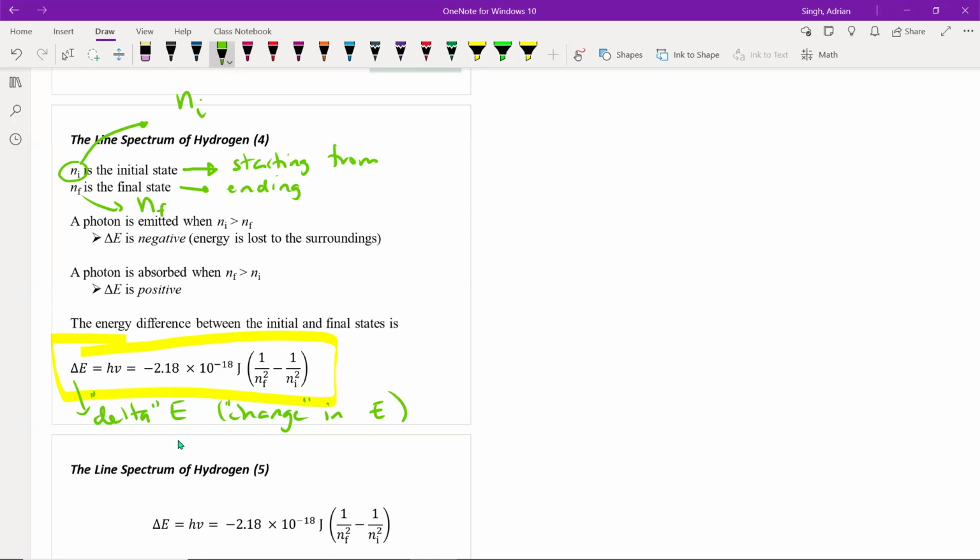So a couple of things to keep in mind. If the initial state is higher in energy than the final state, okay, so this term here, ni is greater than nf, well then delta E, the change in energy, is negative, meaning then that we're going to give energy to the surroundings. Whereas the opposite would be true. If the final energy level state is greater than the initial energy level state, we find that delta E is going to be positive, and this means then that energy is absorbed from the surroundings.